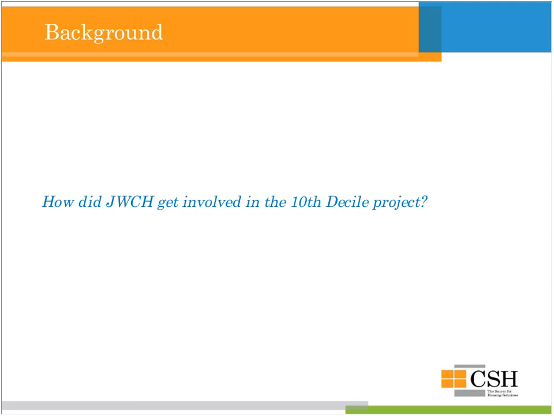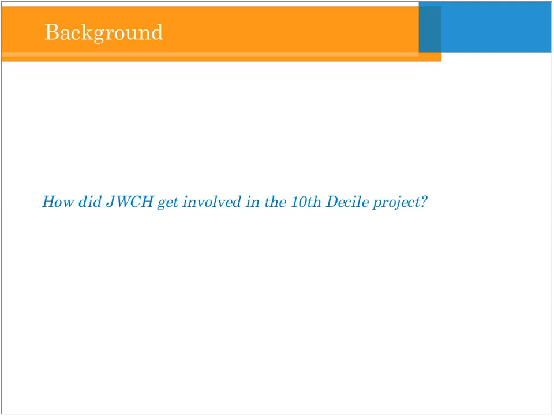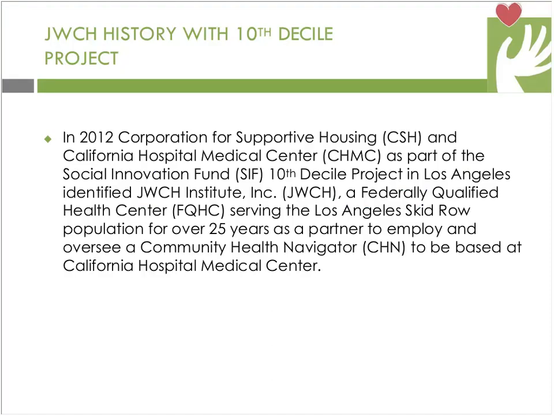And I think you already started talking about this, but maybe you could just elaborate more about how JWCH got involved in this Tencessl Project. Sure. A little over 3 years ago, the Corporation for Supportive Housing here in Los Angeles and the California Hospital and Medical Center, who were already part of the Social Innovation Fund, Tencessl Project in LA, were looking to partner with a health center in the downtown Los Angeles area to work together and employ and oversee a community health navigator that would actually be based at the medical center in the emergency department.